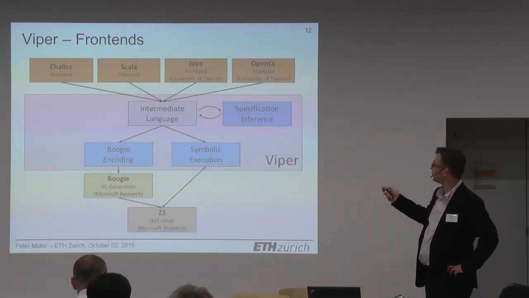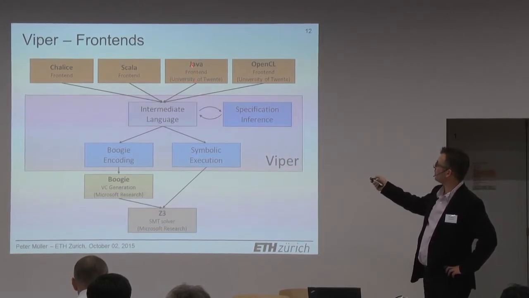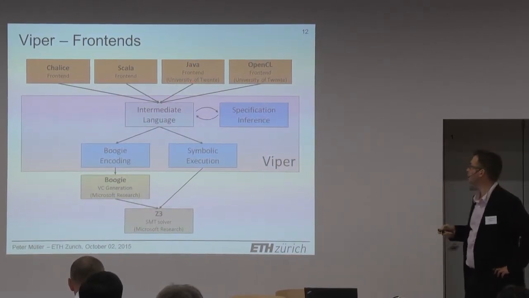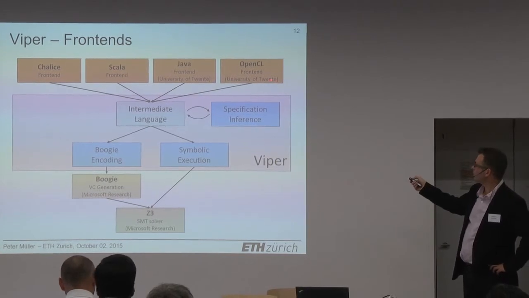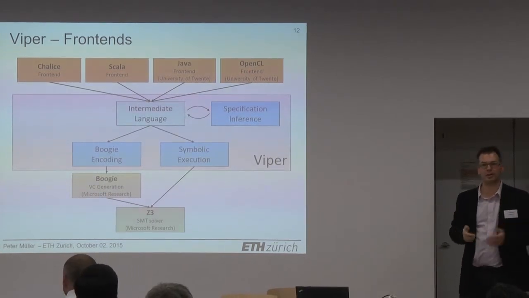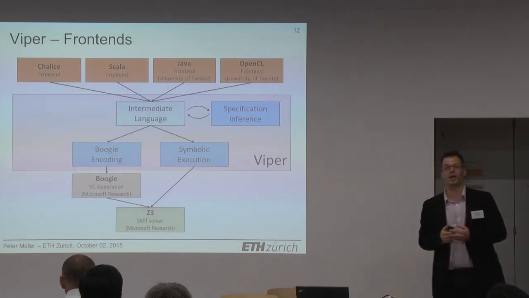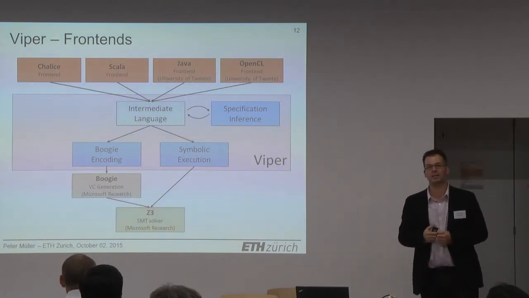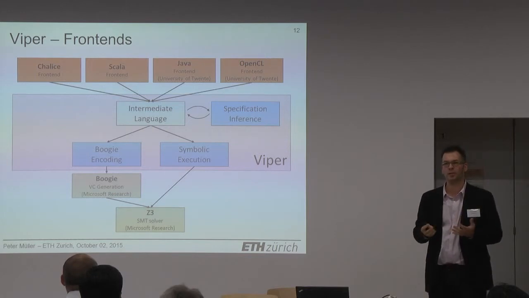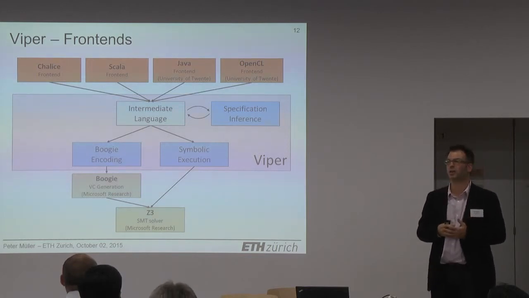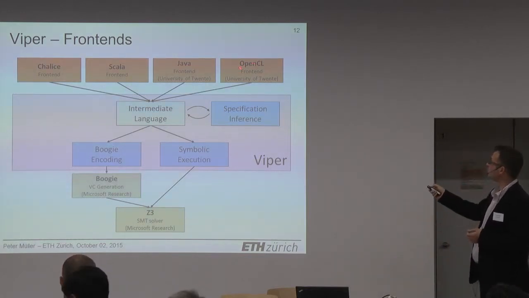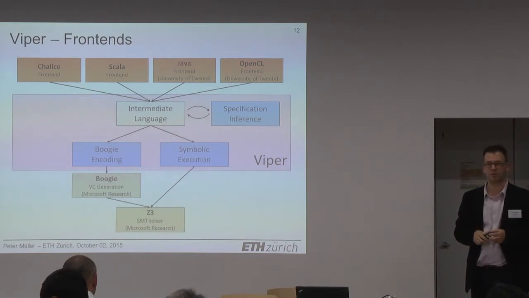So for instance, at the University of Twente, they have written a verifier for Java on top of Viper, and they have written a front end for OpenCL because they're interested in GPU programming, which leads to very, very different proof obligations because this is very array intensive. So you write different kinds of programs, different kinds of specifications. So it was interesting to see to what extent we can support that as well.